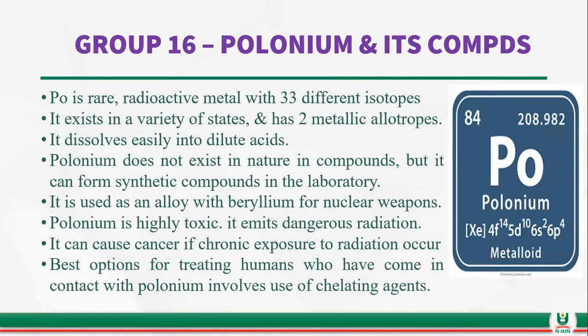Polonium is the last and not the least. Polonium is rare. It's a radioactive element in group 16, and it has 33 different isotopes. It exists in a variety of states and has two metallic allotropes. It dissolves easily in dilute acid. Remember, that's because it has higher metallic property. Polonium does not exist in nature in compounds, but it can form synthetic compounds in the laboratory.